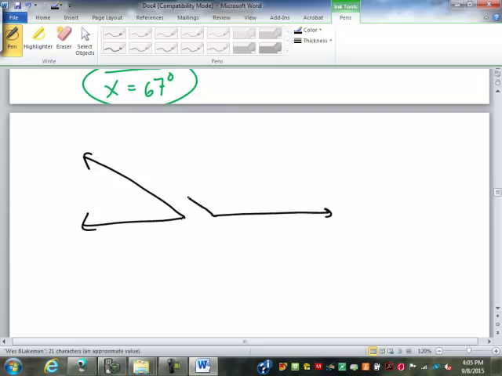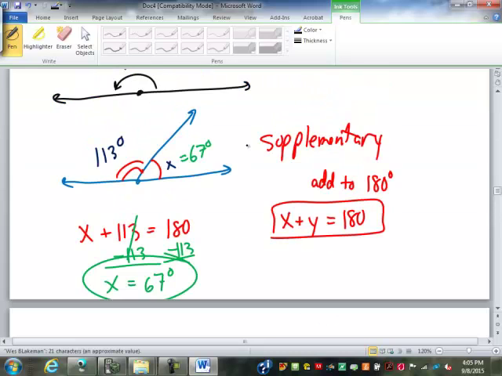Supplementary angles do not necessarily have to share a side. Up here, this angle here and this angle here are what we refer to as adjacent. What that means is they share a side, in this case, this side right here. But 2 angles that are supplementary do not have to be adjacent.